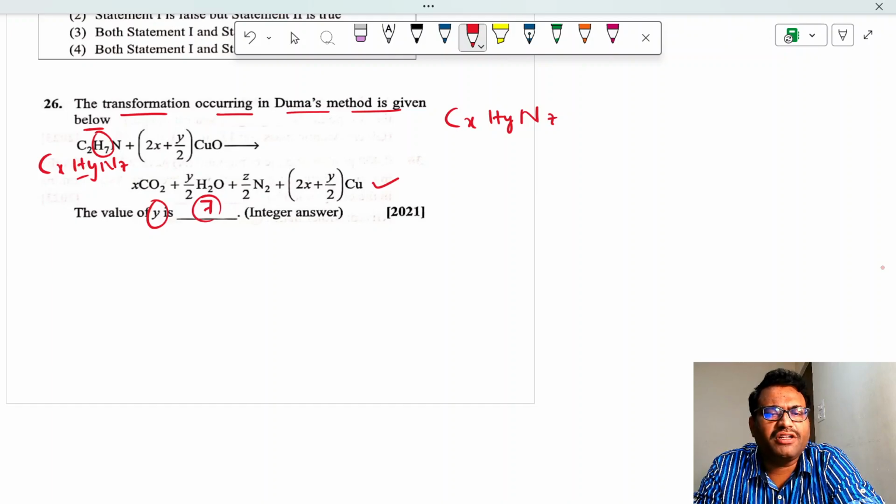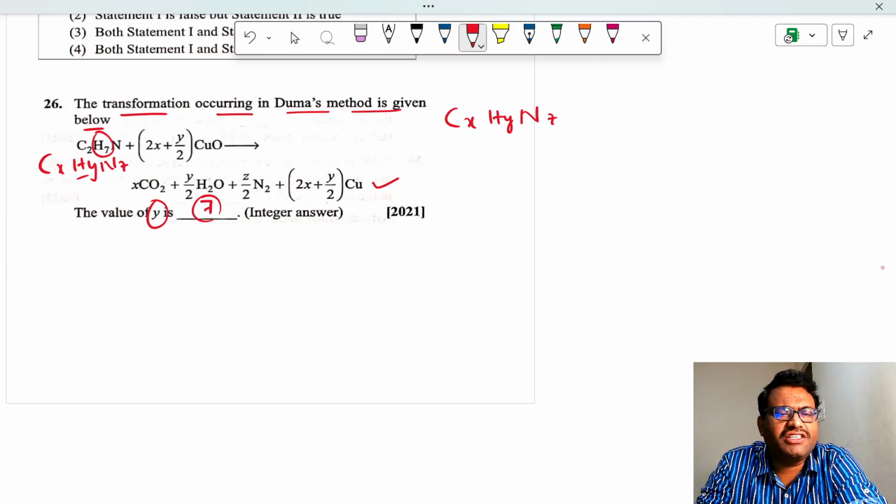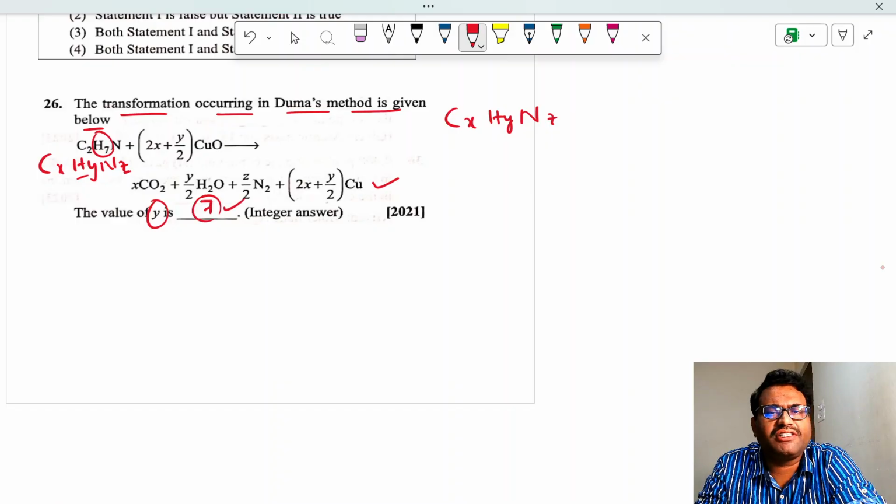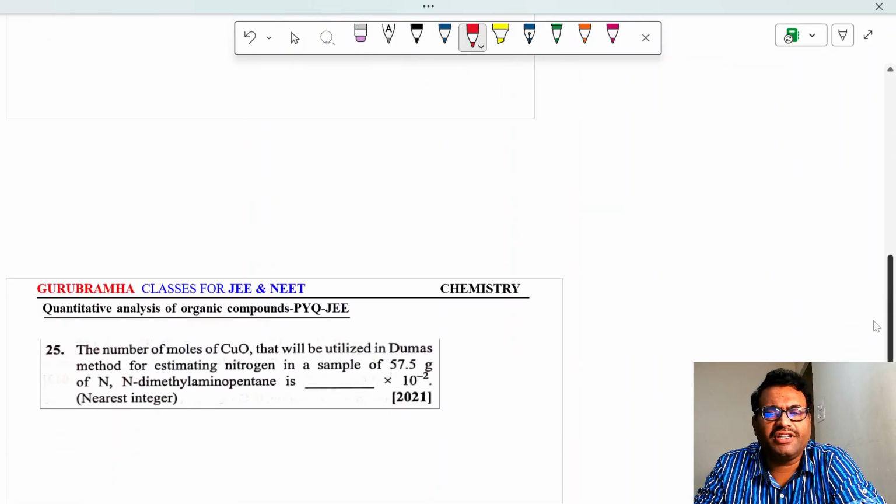So when you remember this representation, then you will be able to understand CxHyNz. So y will be equal to... correlating between these two, what you get is y equal to 7. Understood? Let us see the next.